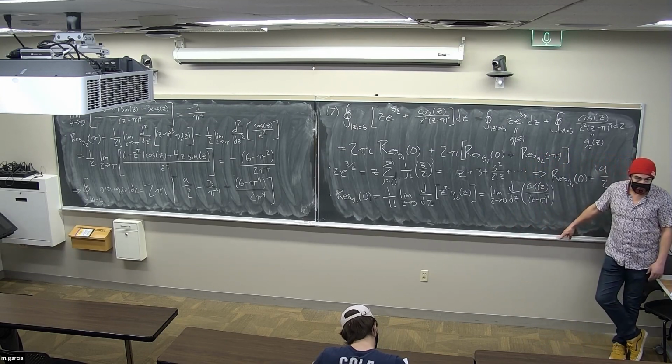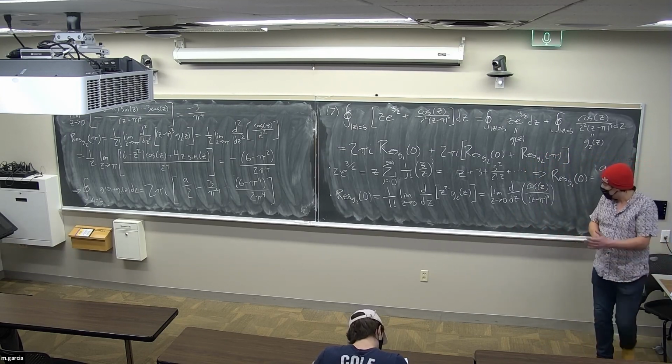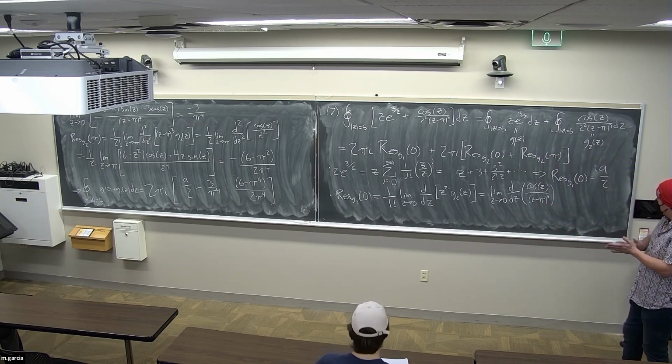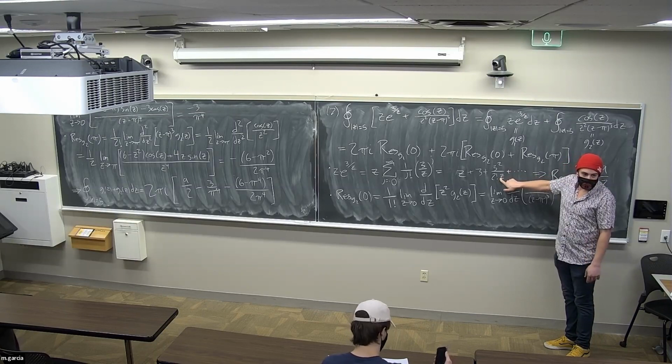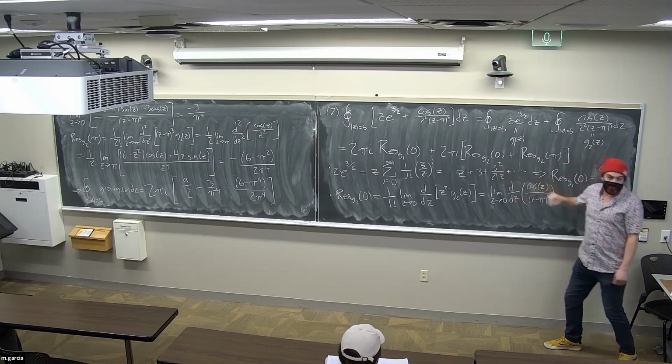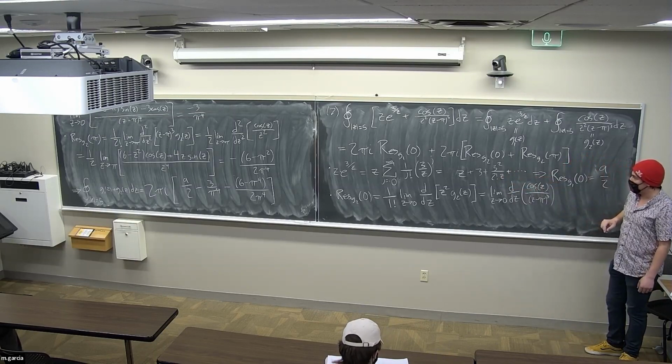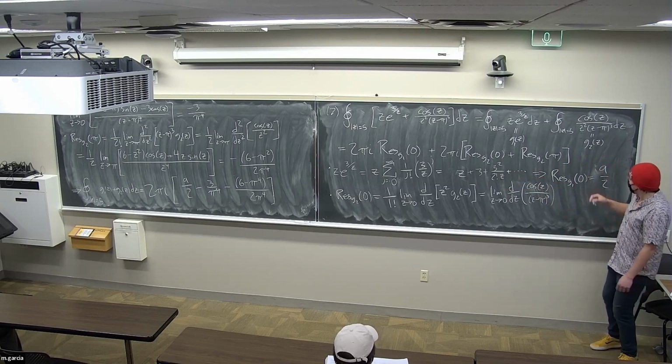Why is the residue of g1 at 0 equal to 9/2 based on what we wrote? Oh, it's just the coefficient for the power negative 1. I was looking at 3 squared over 2 factorial and it just was not 9/2 for me. Okay, but yeah, that makes sense.